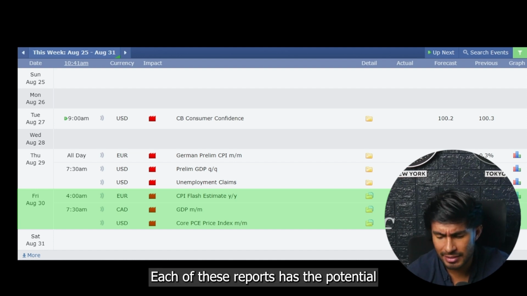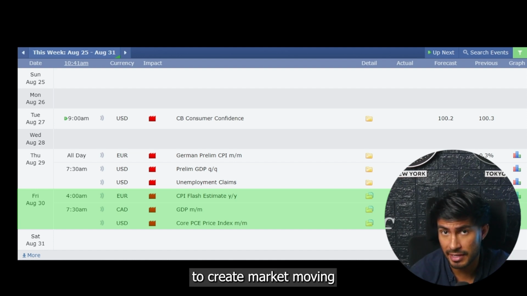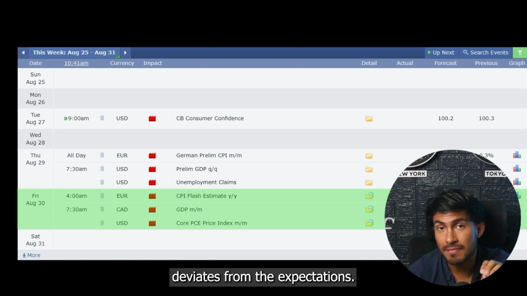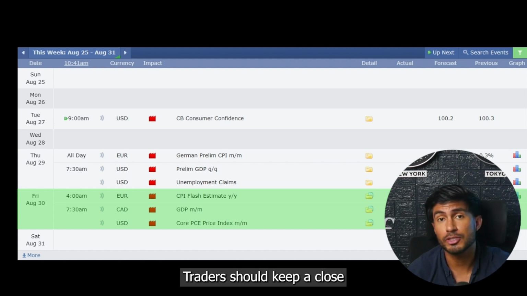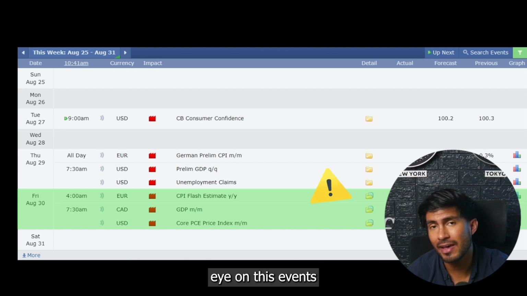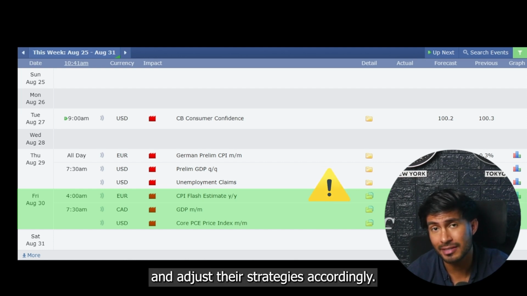Each of these reports has the potential to create market-moving volatility, especially if the data deviates from the expectations. Traders should keep a close eye on these events and adjust their strategies accordingly.